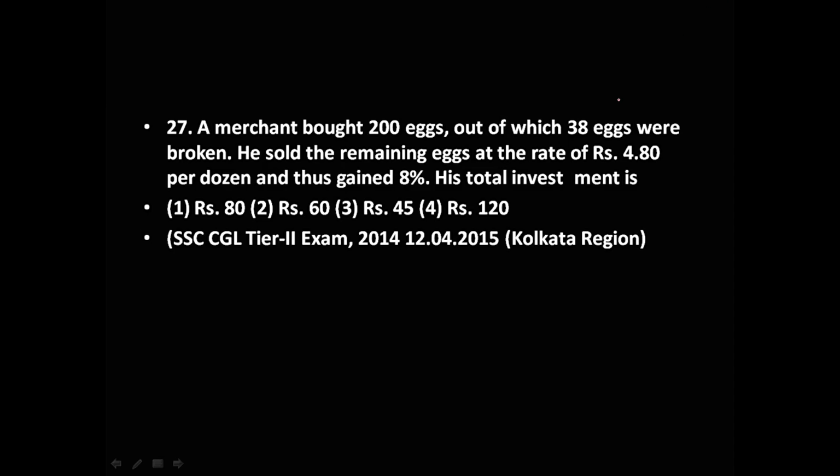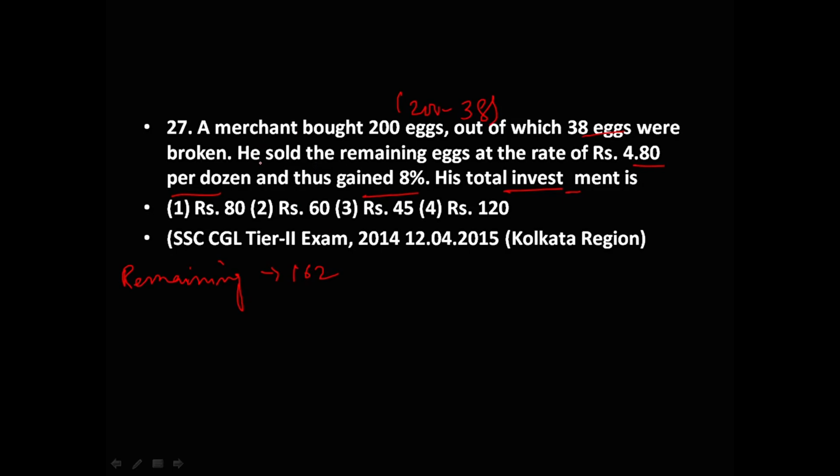A merchant bought 200 eggs, out of which 38 eggs are broken. He sold the remaining eggs at the rate of 4.80 per dozen, and thus gained 8% profit. The question is, what is the total investment? So let's see how we can do it. First of all, we have to get the remaining eggs, meaning the eggs which are not broken. Remaining eggs are 162 because 200 minus 38.